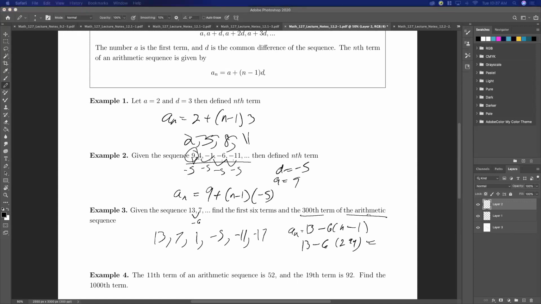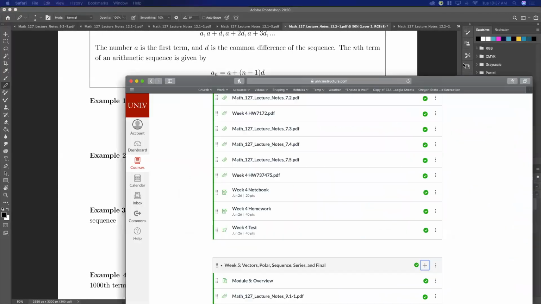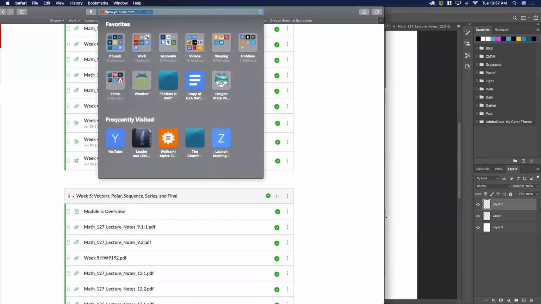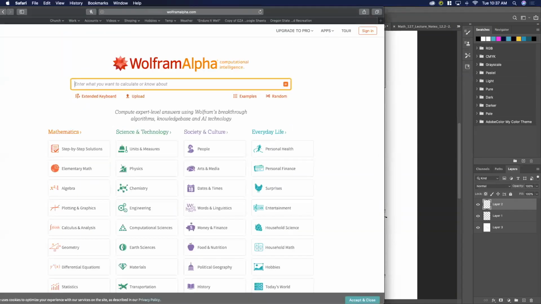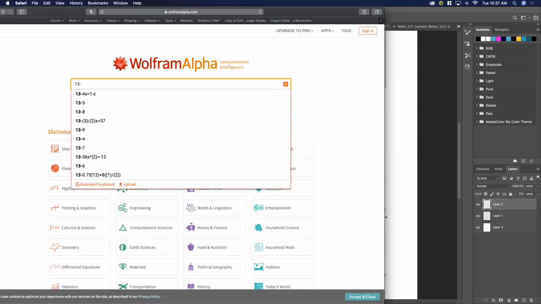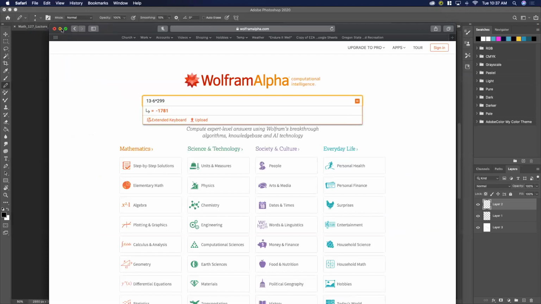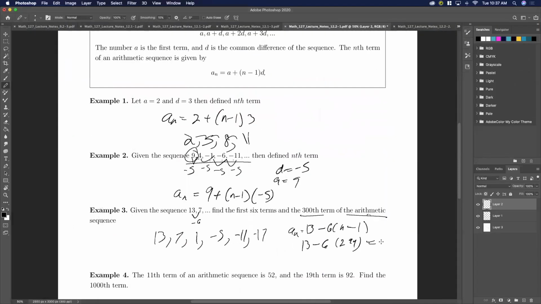Let's not be super lazy, right? But for the same token, I don't want to crunch that by hand. All right, there we go. Well, from Wolfram Alpha, I need 13 minus 6 times 299. Oops, that is not times. Minus 1781. Perfect. Minus 1781. Okay.